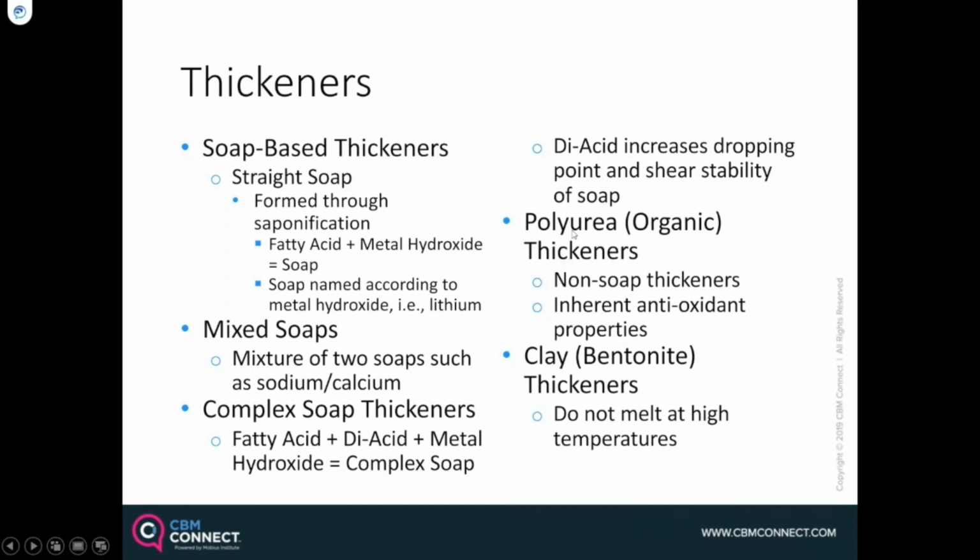Some others are polyureas. They're used a great deal in electric motors in today's world. They have very good oxidation resistance, and since there's not a lot of wear that typically occurs in electric motors, they're ideal for that. Clay or bentone is exactly what it sounds like. It's a clay. The benefit of a clay-based grease is that oil doesn't release at higher temperatures.